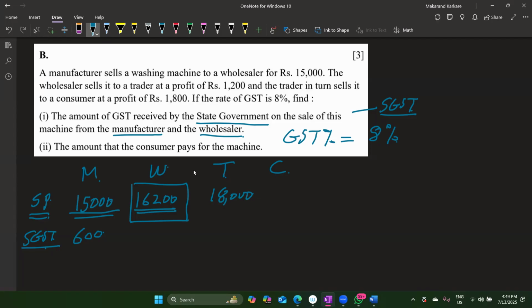Now this manufacturer is going to collect. As far as wholesaler is concerned, that becomes his input tax. And input tax is 600. And what is he going to collect from the customer? He is going to collect 4% of this, which is going to be how much? 640.